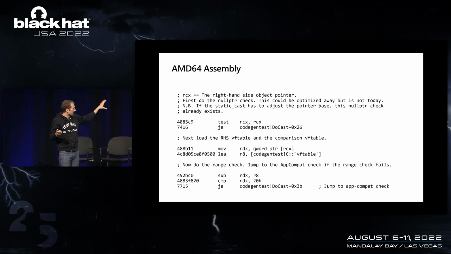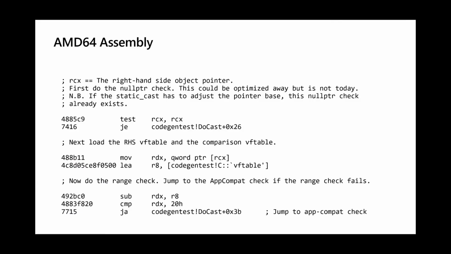And I included the final assembly that this compiles down to just so you can see how minimal this really is. It's 7 instructions total to do a cast check here. There's 1 memory load, a couple of branches. The code speculates very well. The app compat check is not contained in this assembly because we don't expect it to be hit very often. So we actually put that out of line. We don't put it in the hot path of a function. We'll just jump to it if it actually is needed.